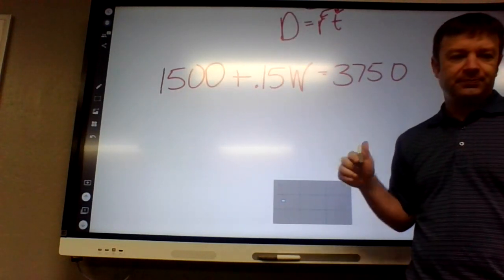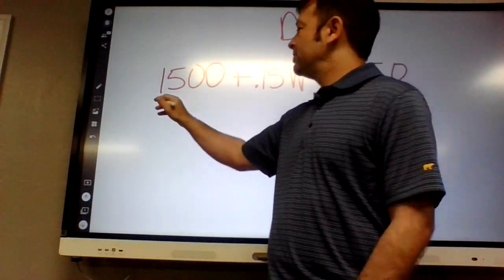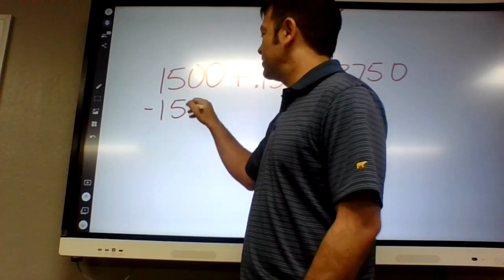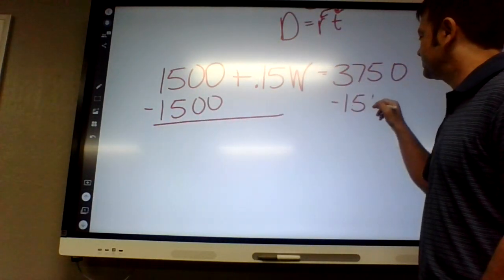How do we solve it? Subtract 1,500. Try to get W by itself, right? Do some basic algebra.